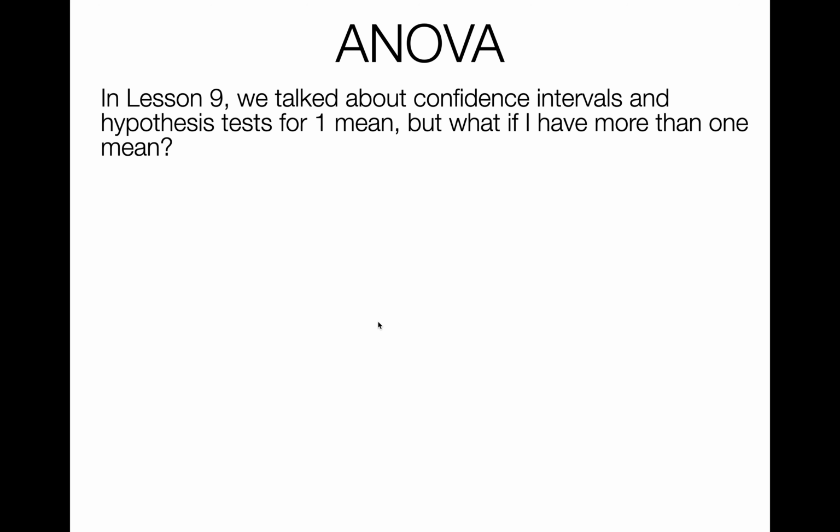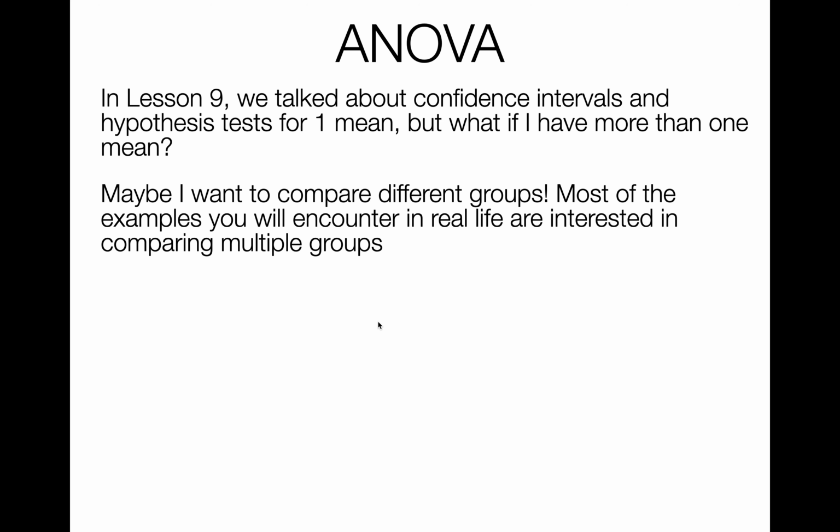In lesson 9, we talked about confidence intervals and hypothesis tests for one mean, mu. So we could do a confidence interval or a hypothesis test for one mean, but what if I have more than one mean? What if I have more than one group? Maybe I want to compare different groups. A question I might be interested in is who on campus has on average the highest GPAs? Freshmen, sophomores, juniors, or seniors?